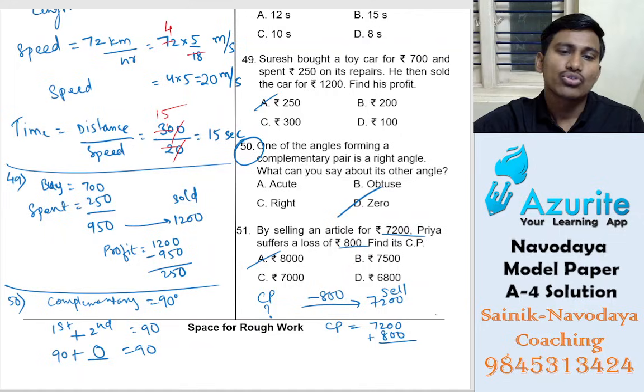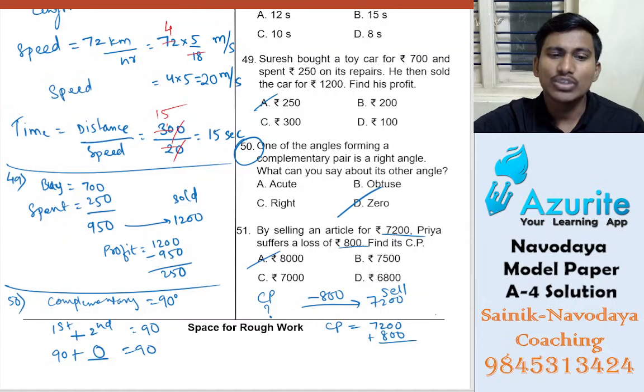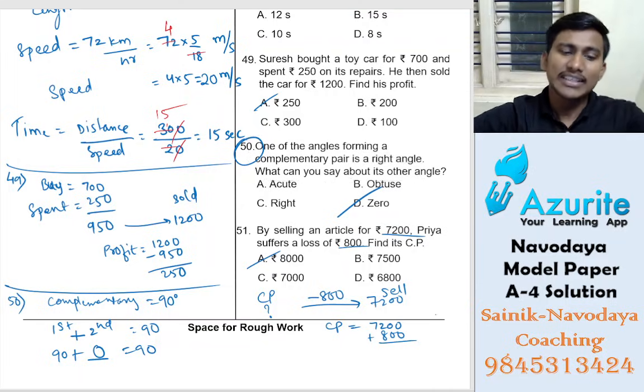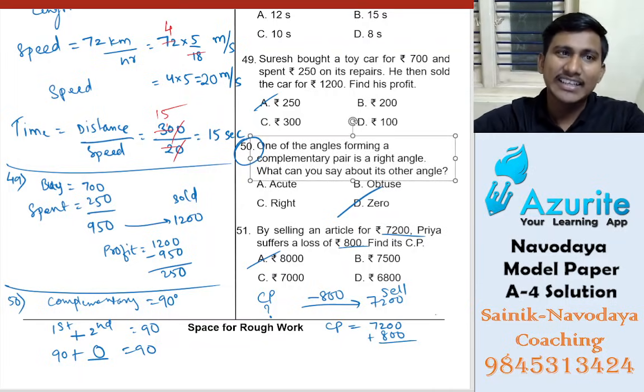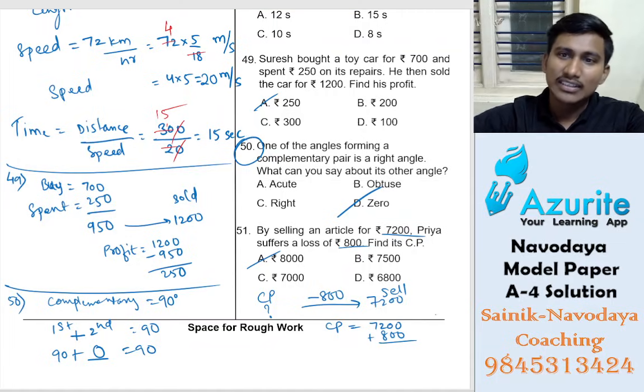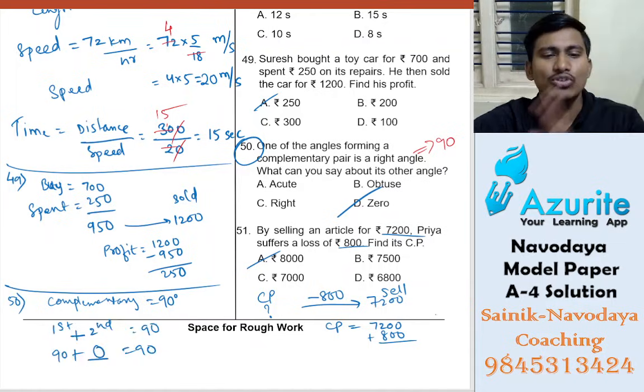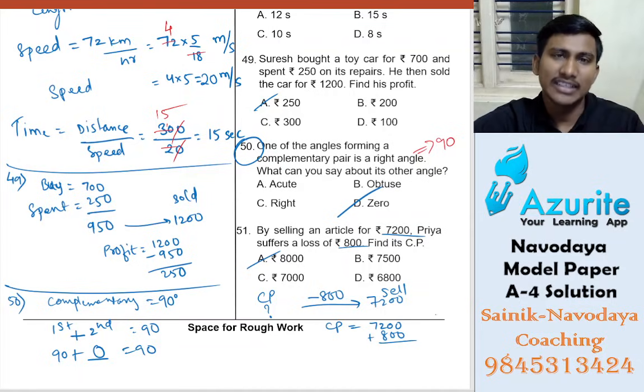Okay. So here complementary means total 90 degrees, right? First angle plus second angle is 90 degrees. They have given one angle, the first angle, as a right angle. Right angle means how much? That is 90 degrees. So here this is 90 degrees, the first angle. So 90 plus how much is 90? 90 plus 0 is 90. So that is why 0 is the answer, option D.